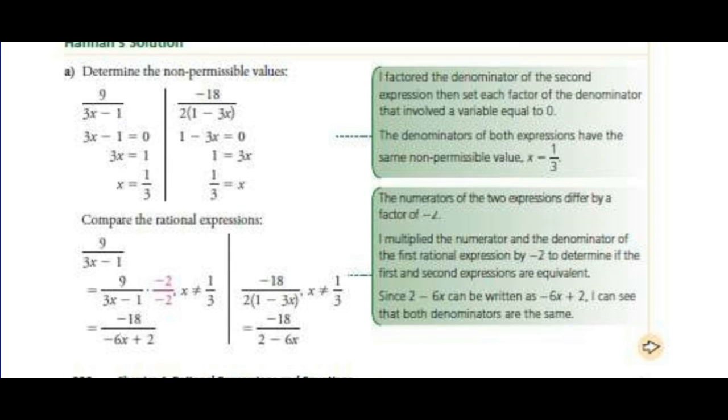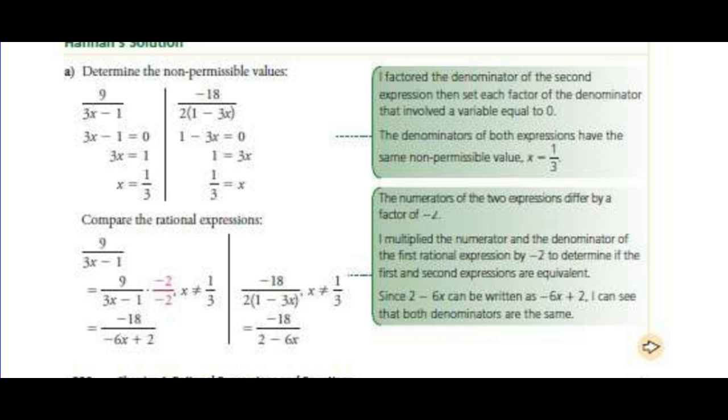good. Determine the non-permissible values. Okay, so again, how do you get it? Set it equal to 0. 3x minus 1 equals 0. Solve that. 3x equals 1. x equals 1/3. Okay, and then the restriction would be x is not equal to 1/3.